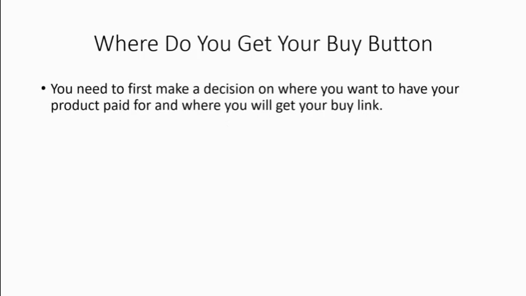And you do need to make a decision first on where you want to have your product paid for and where you will get your buy link. Seems like a relatively elementary decision, but it is one that will determine how you're going to do your setup. For example, and we're not going over it in this session, but you can set up something like SendOwl if you want to take Bitcoin, right? So let's say that you don't want to take dollars, you want to take Bitcoin or some other cryptocurrency. You can do that on SendOwl.